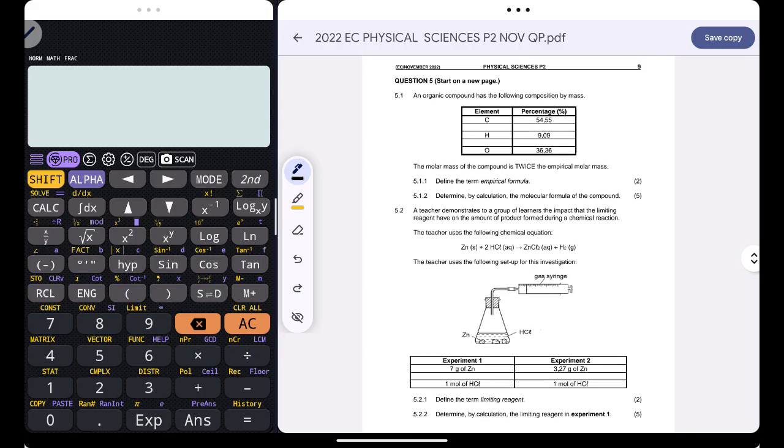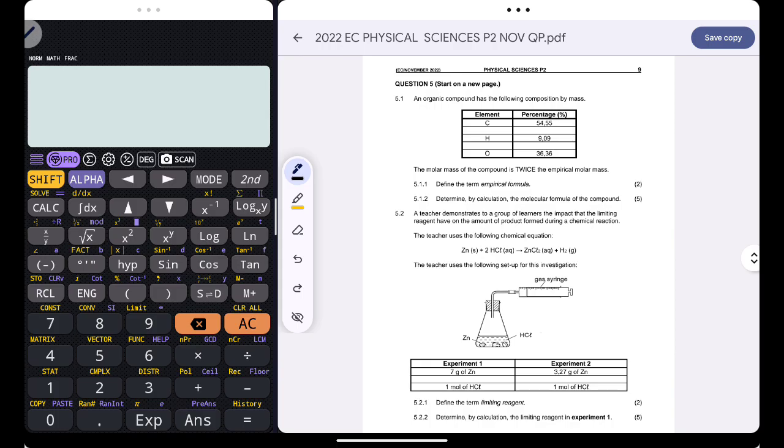Okay, the video will be just about question 5 from the 2022 Eastern Cape final examination. It's a grade 11 question paper, by the way. We are still under the topic of quantitative aspects of chemical change. So we'll just do question 5.